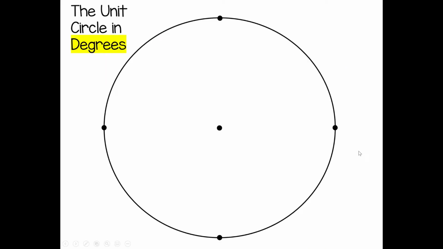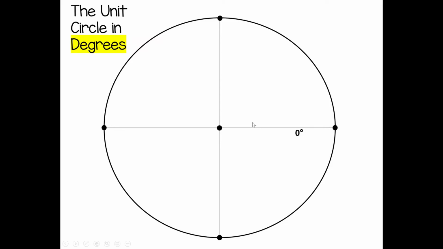We can show measure in degrees. So I've got this unit circle here, this center point. If I put this on the coordinate plane, we'll locate the center point at the origin. So that center point's at 0, 0. I'm going to draw my two axes, my vertical axis and my horizontal axis. And the radius of this unit circle is 1. So the distance from the center point to any point on this circle is 1 unit.